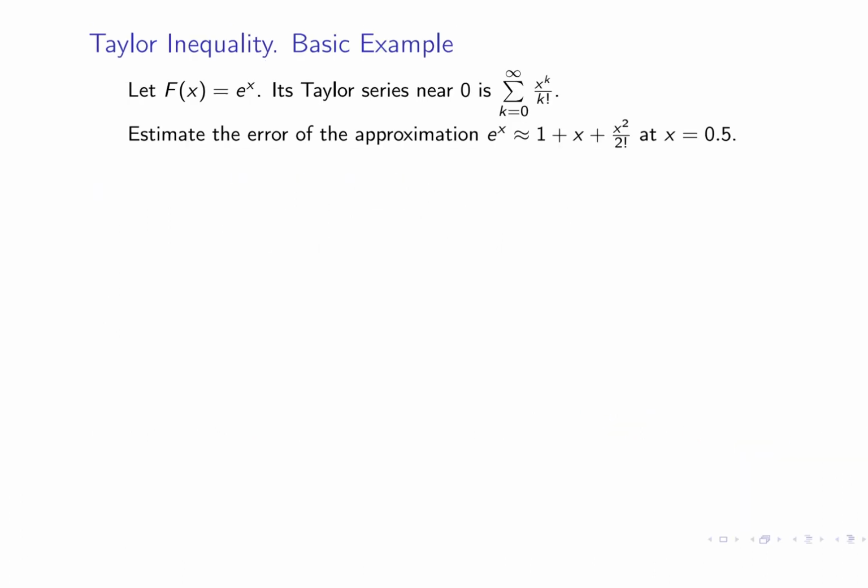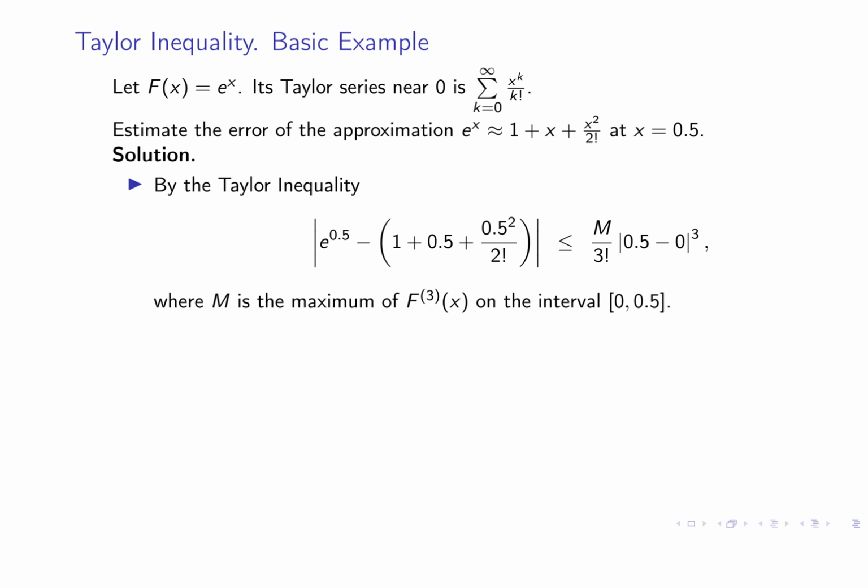Consider the following basic example. Suppose we have the function e to the x, and we consider its Taylor series near 0. So suppose we approximate e to the x with the first 3 terms of this series. In other words, we are doing quadratic approximation. What will be the error of such approximation at x equals 0.5? We are going to use the Taylor inequality. So the gap between the true value of f of x and the quadratic approximation is less than or equal to m divided by 3 factorial times the difference between 0.5 and 0, cubed, where m is the maximum of the third derivative of our function on the interval from 0 to 0.5.